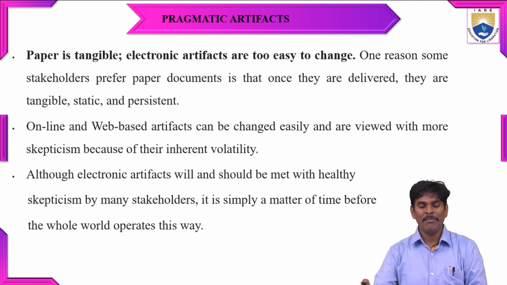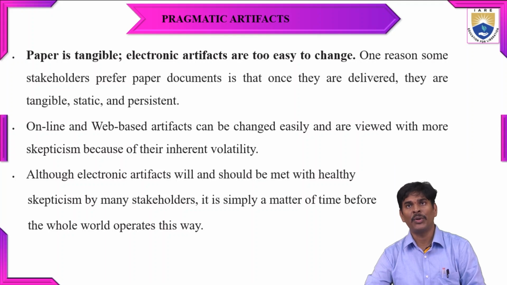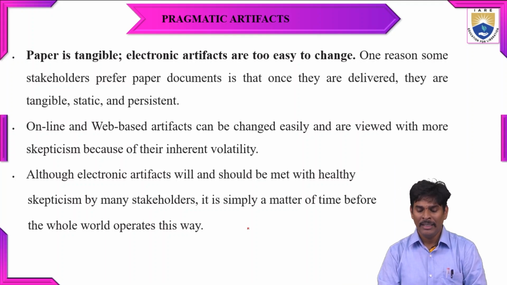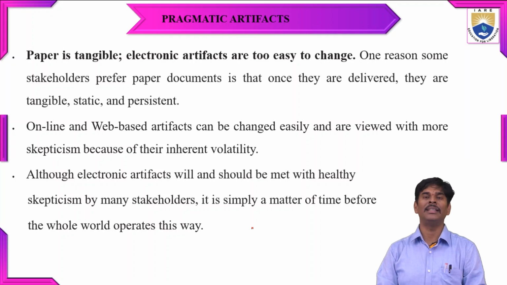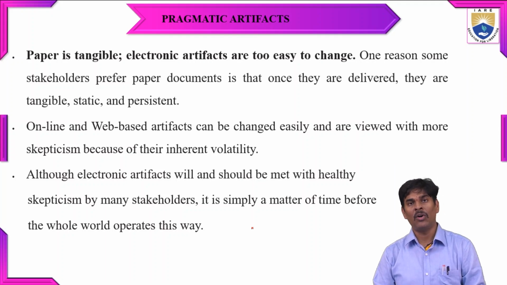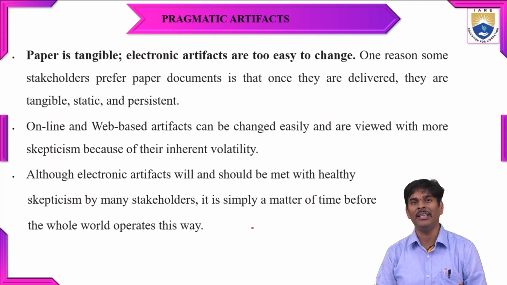And paper is tangible. Electronic artifacts are too easy to change. If you consider paper, it can be sensed. We can touch and sense the paper, whereas with electronic, we can only see the content. But compared to paper, online we can see the things and we can change them very effectively and easily, whereas in paper we cannot change.